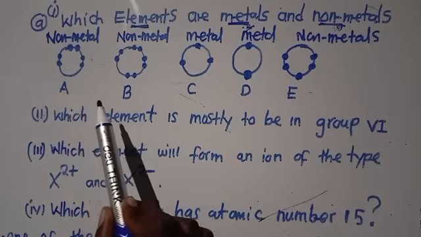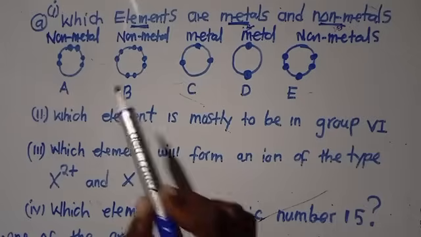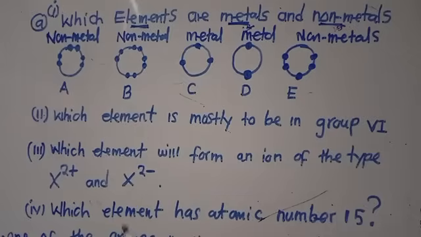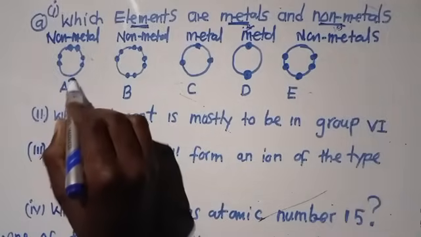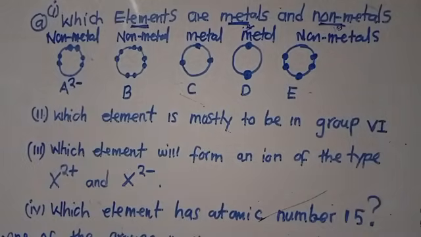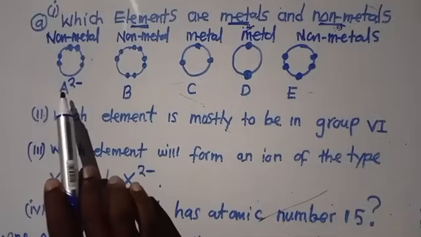Negative what? So you specify negative 2 or negative 6, like that. We specify negative 2. So this one forms 2 minus. Have you seen? It forms 2 minus because it needs 2 electrons for it to be stable.